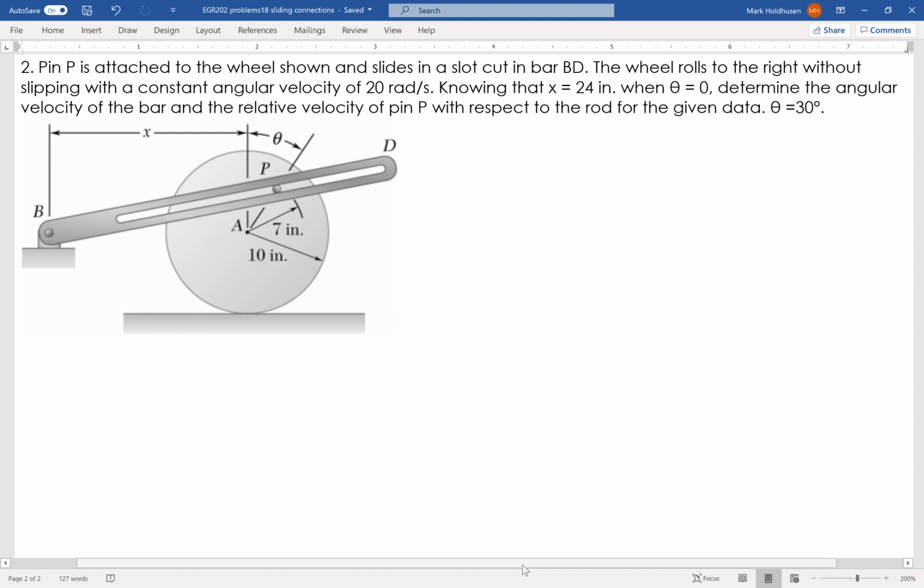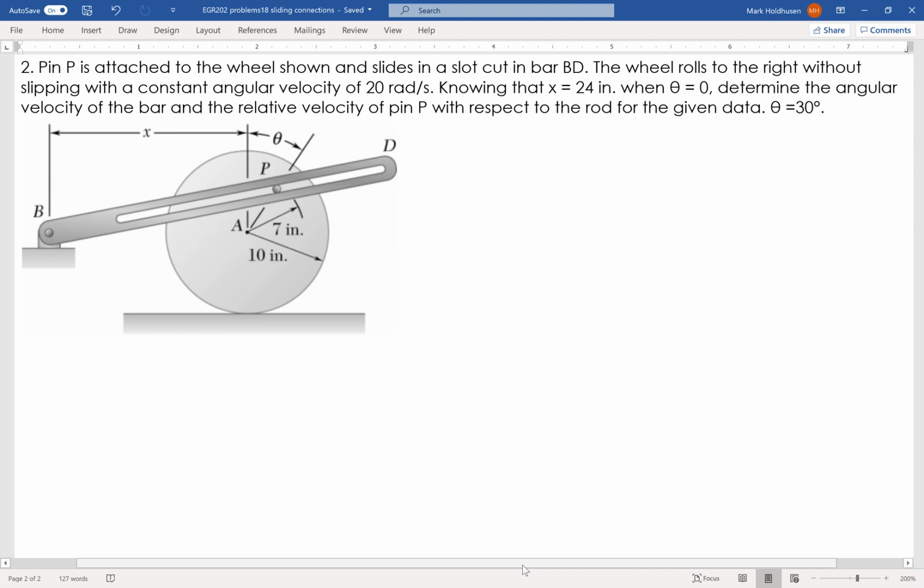So this actually rolls forward a little bit to get to the angle of 30, and I'm trying to figure out, hey, what's the angular velocity of that bar, and what is the relative velocity of that pin, again, relative to that bar here. So the first thing I need to do is a little bit of trigonometry, which is to say, again, recognize that this guy rolls forward a little bit, okay?